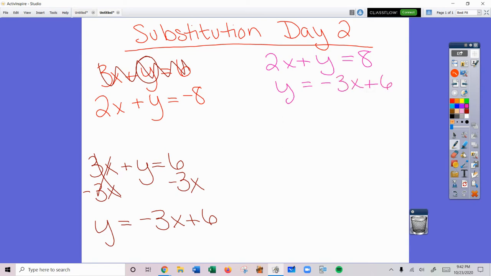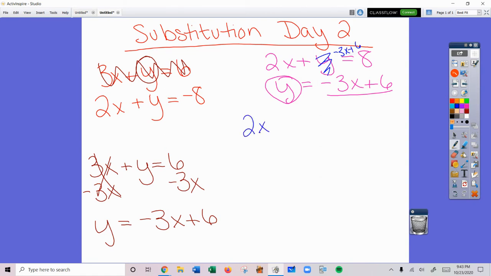So now we have 2x plus y equals 8, and we have y equals negative 3x plus 6. So we can now circle this y, and we can underline what it equals. So what are we now going to substitute in for y in the top equation? We want to substitute in that negative 3x plus 6. So this y is leaving, and a negative 3x plus 6 is going in its place.